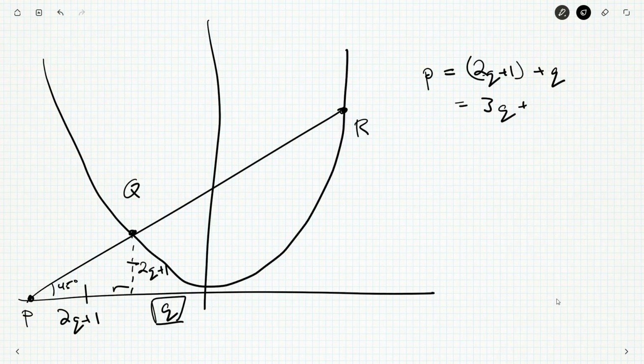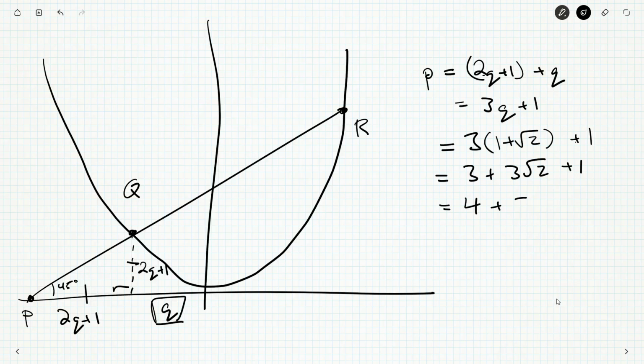So that's 3q plus 1, but I know what q is. It's 1 plus root 2. So we get 3 plus 3 root 2 plus 1, or 4 plus 3 root 2. So that's the actual distance.